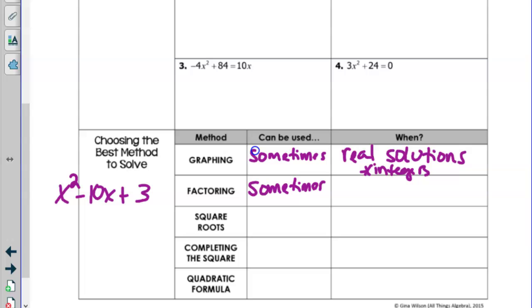Alright, square roots. Is it always or sometimes? Sometimes. When is it sometimes? Yeah, when there's no b term. When would it be used for factoring? Oh, when it's factorable.